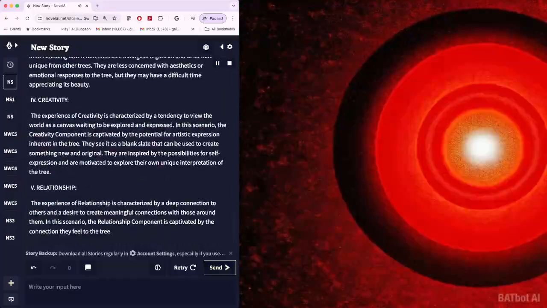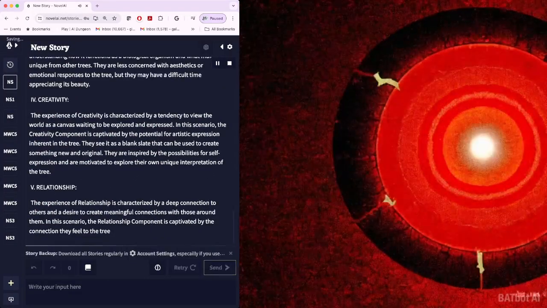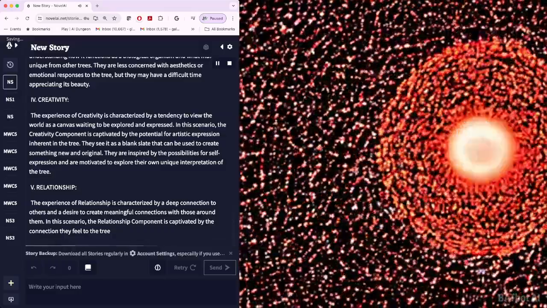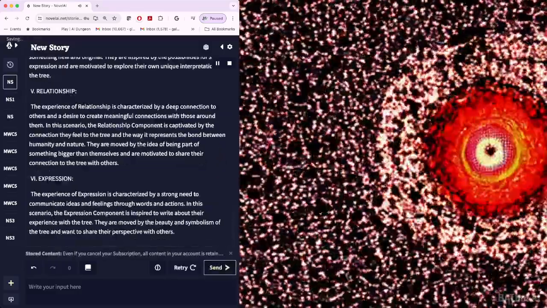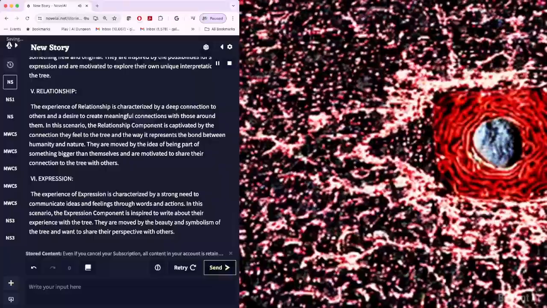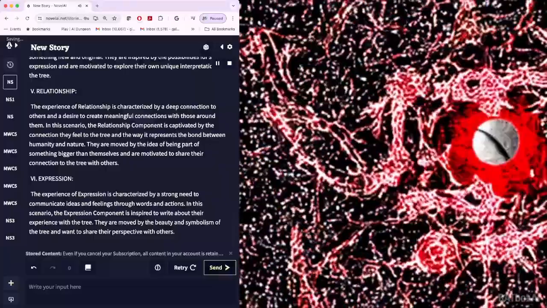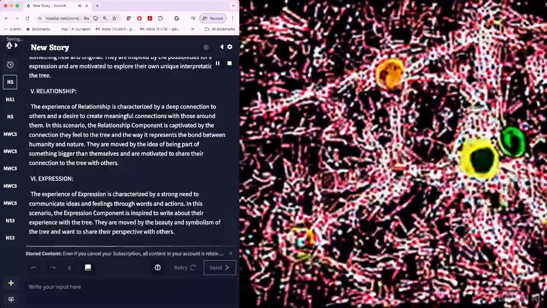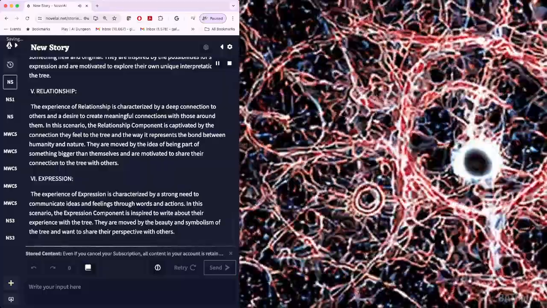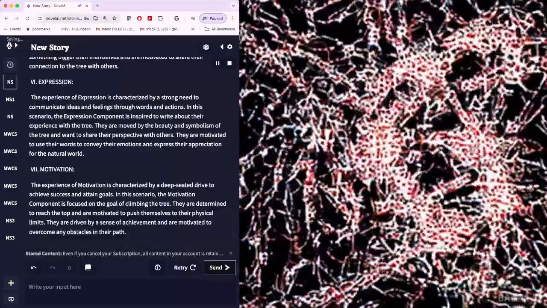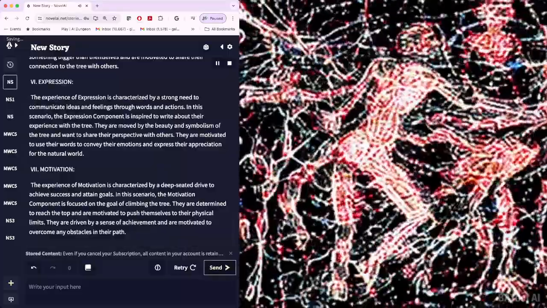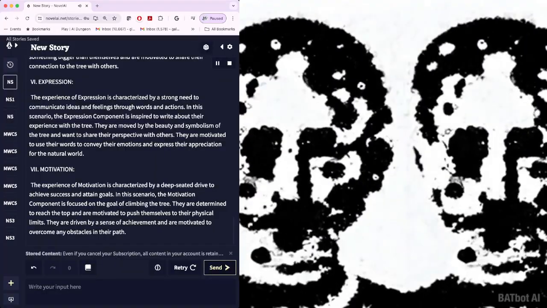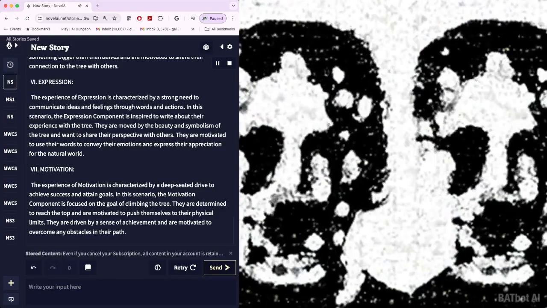5. Relationship. The experience of relationship is characterized by a deep connection to others and a desire to create meaningful connections with those around them. In this scenario, the relationship component is captivated by the connection they feel to the tree and the way it represents the bond between humanity and nature. They are moved by the idea of being part of something bigger than themselves and are motivated to share their connection to the tree with others.